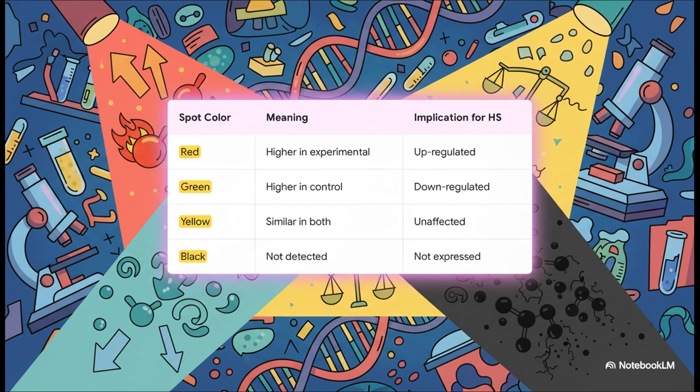If the spot is green, the opposite is true. It's downregulated. Yellow is the middle ground. It means you have roughly equal amounts of red and green binding, so no change in expression. And if a spot is just black, well, that means you got nothing from either sample.